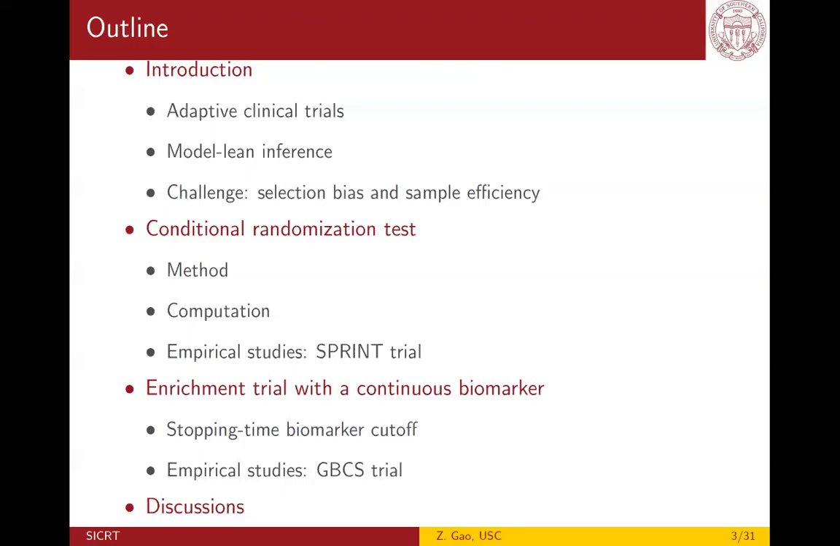To kick off the talk today, this is my outline. I will start by talking about the object, the adaptive clinical trials we want to analyze, and I will also mention what the challenges are in there, so why we need to study that, and it is not something that has already been investigated. Then we will propose our solution, which is the conditional randomization test. After that, I will talk about an extension or application of our most standard conditional randomization test to a case where we have a continuous biomarker. And after that, I will summarize the talk with some discussions and future directions.